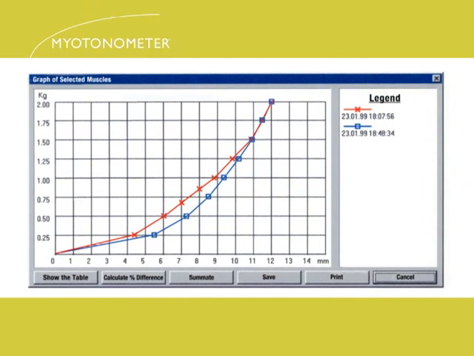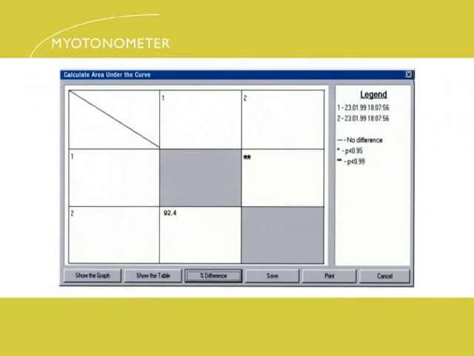The next screen shows an example of a paretic or weak muscle. The blue line represents the data taken of the muscle at rest, and the red line represents the data taken of that same muscle during maximum voluntary contraction. Note that there is very little difference between the muscle activation at rest and during contraction. Again, click the percent difference tab to calculate the percent difference between the two measurements.